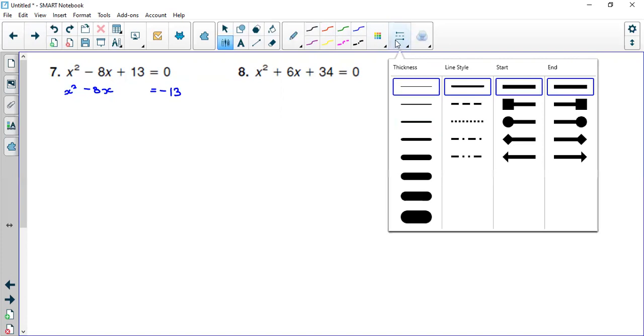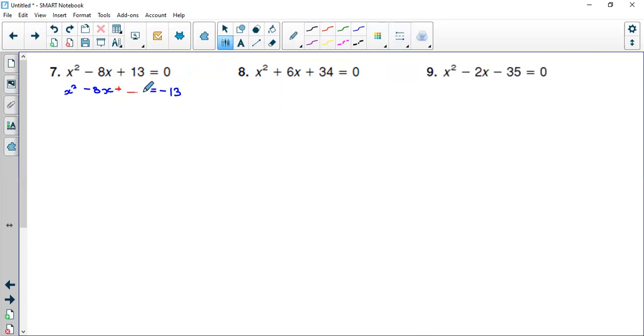To complete the square, you know that you have to have some number here. We're going to add some numbers. But before that, to find the number, you have to do b divided by 2, squared. So b is negative 8, divided by 2 is negative 4. Negative 4 squared is 16. So you're going to add 16 to both sides of the equation.